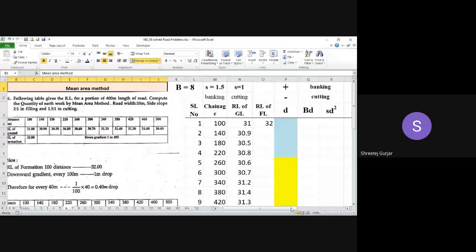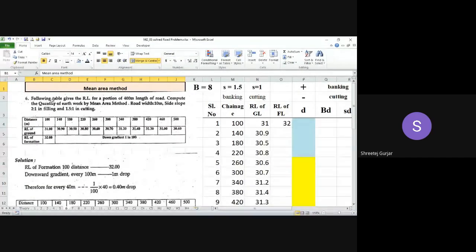So, mean area method: the following table gives RL of a portion of 400 meter length of a road. The length is totally 400 meters. You can observe the distance starts from 100 and goes up to 500, so the total length of the road is 400. Compute the quantity of earthwork by means of the mean area method. So they have mentioned you have to use the mean area method. Road width is 10 meters. So this is not 8, this is 10 meters.